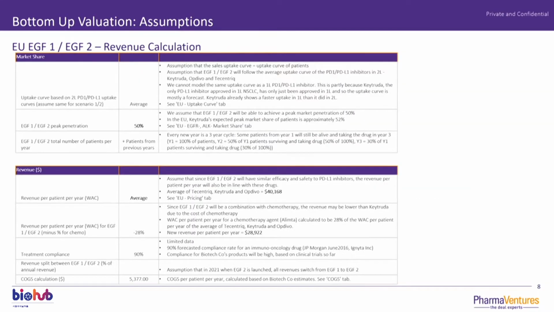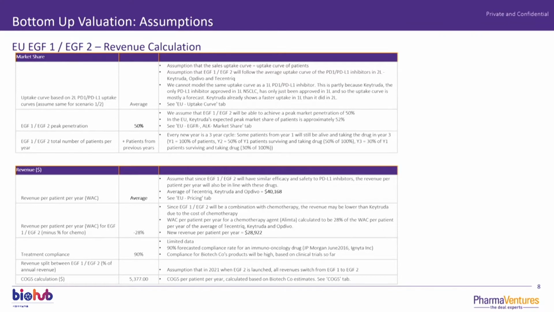Similarly, in revenue calculations, we'll look at various inputs and assumptions. You see it right at the top there, assumption that the sales uptake curve equals the uptake curve of patients. And again, we saw the uptake curves earlier and how they vary. So this actually is a weakness, but it's defensible. We're going to follow the average uptake curve for PD-1 inhibitors because the company believes this will be as good as PD-1. So why wouldn't it be the same as that?